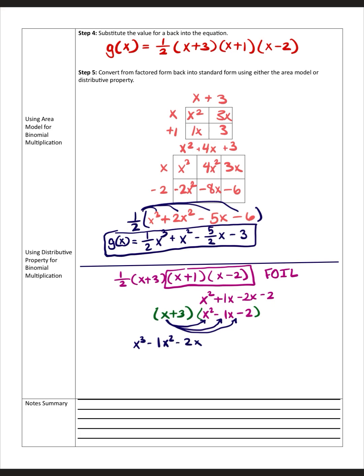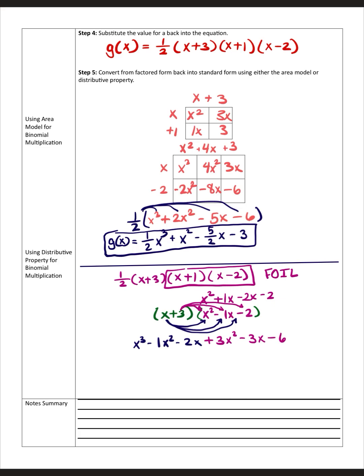But I'm not done. I also have to do the 3. So I'm going to have 3 times x squared. So that's going to give me 3x squared. I'm going to have 3 times negative 1. So that's going to give me negative 3x. And then I'm going to have 3 times negative 2. And that's going to give me negative 6.